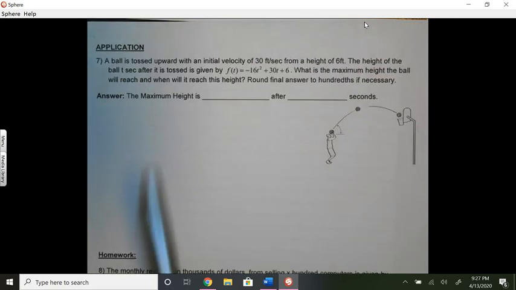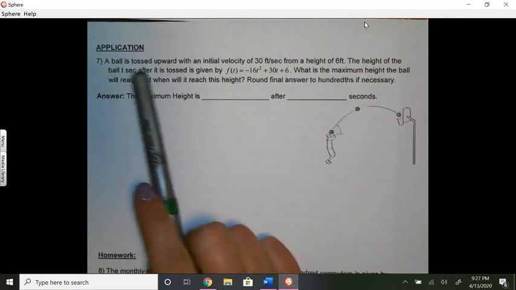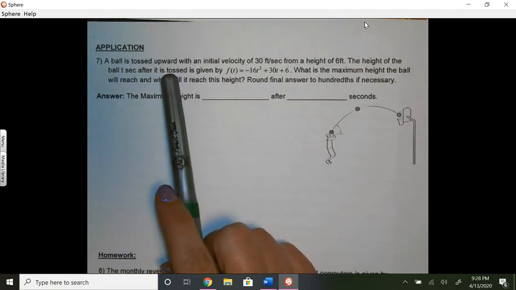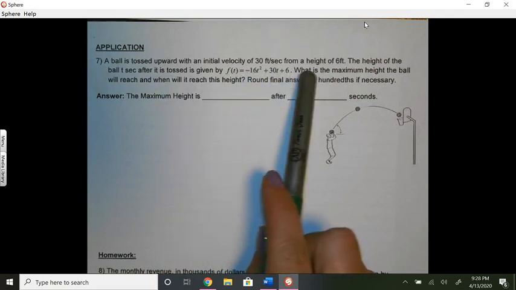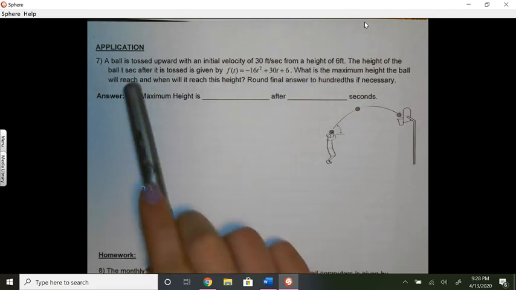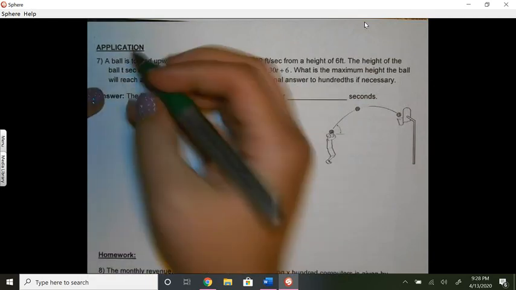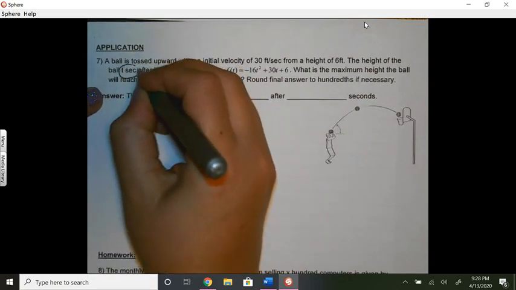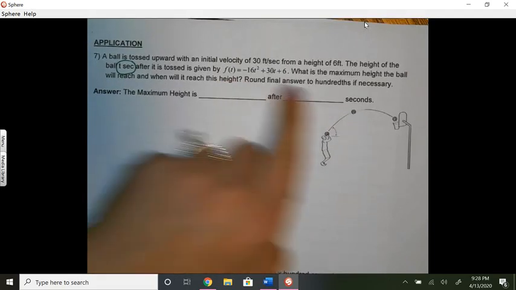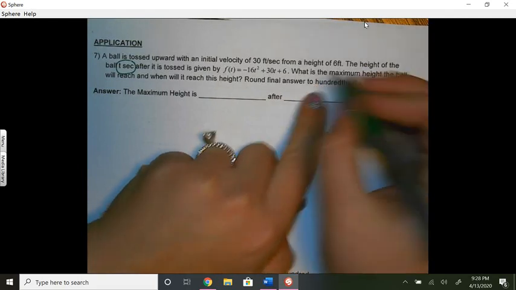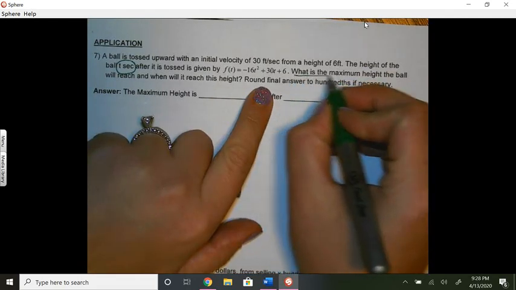Alright, so if we take a look at the first one, it says, a ball is tossed upward with an initial velocity of 30 feet per second from a height of 6 feet. The height of the ball, t seconds, so we know that t represents the seconds, after it is tossed up is given by f of t. It says, what is the maximum height? So that's what we're trying to find. What is the maximum height of the ball?